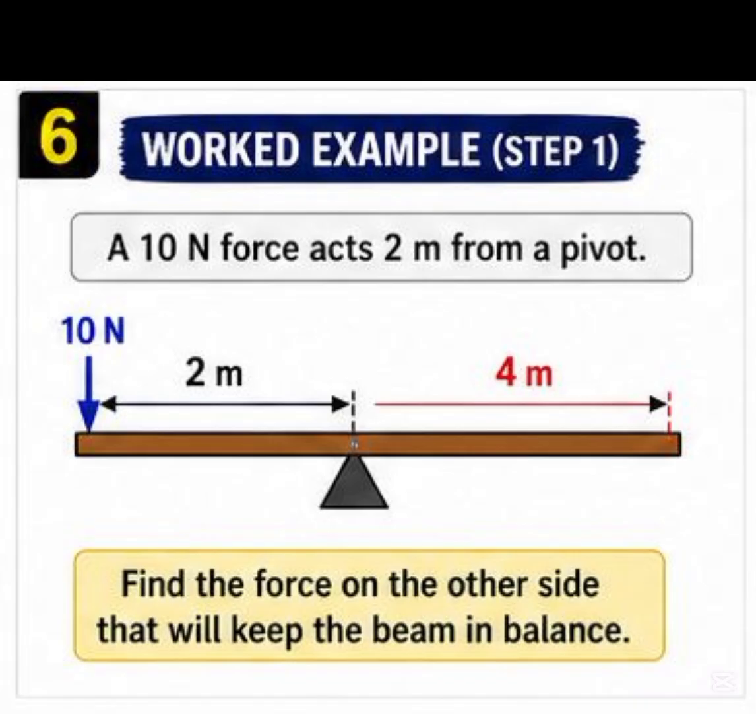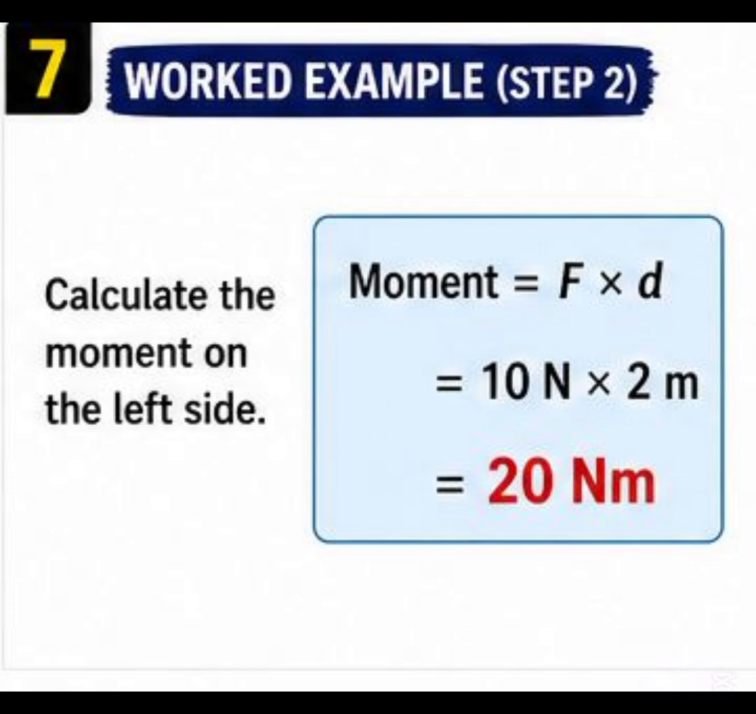We have that diagram, and a force of 10 newtons acting 2 meters from the pivot, another one 4 meters from the pivot, and a force which we do not know. So we are asked to get that force. The anti-clockwise moment, which is equal to force times distance, will be a force of 10 newtons multiplied by that perpendicular distance of 2 meters, and that will give us 20 newton meter.